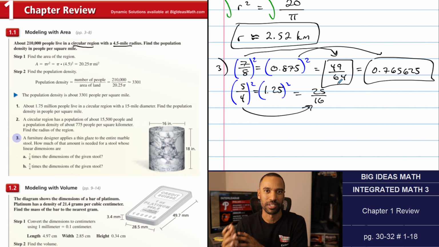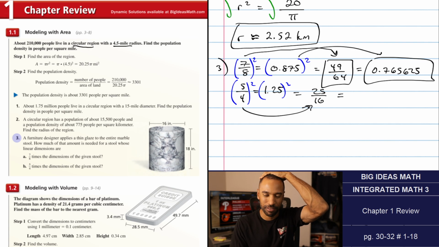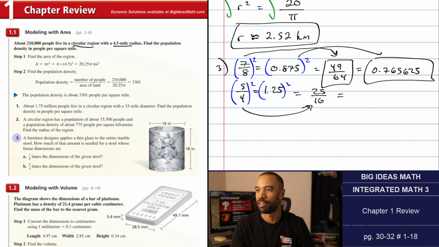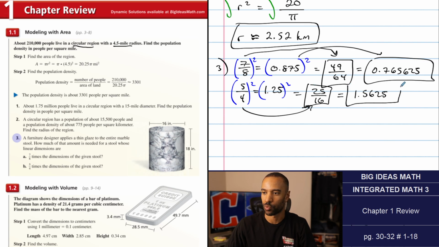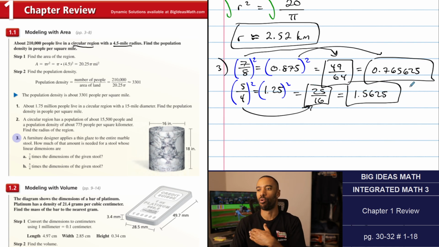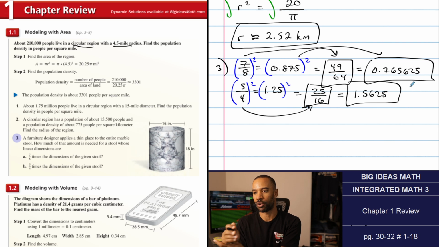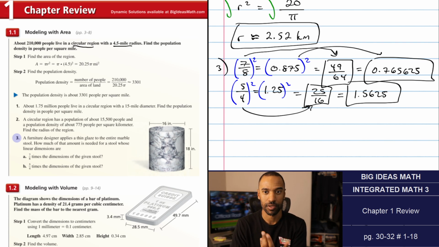I don't want to spend time thinking about it. It's 1 point something. 25 over 16 is 1.5625. So these will work for this one, right? You need about 56% more glaze in that other scenario. So those are the answers. I'm giving them beforehand. Let's go to the math, though.